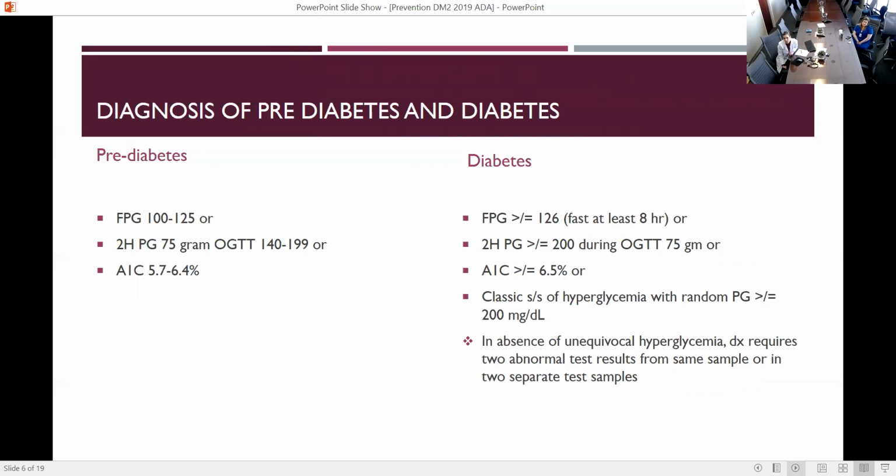And then the other one is they can have classic hyperglycemic symptoms and a random sugar of 200 or higher. If you are really not sure on this test, you want to repeat it at least once, on 2 separate occasions or 2 separate samples. Or excuse me, you can use the same sample but 2 different tests. You can go ahead and skip ahead.